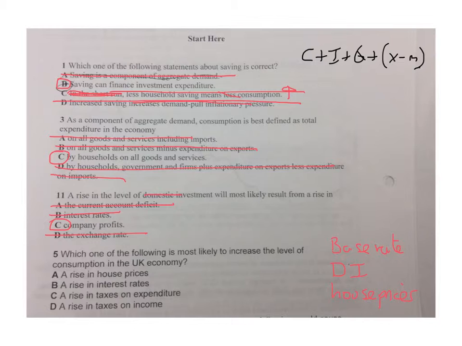Okay, so if there's a rise in house prices, we've already got the right answer. We know that's going to cause consumption to go up because people will feel more wealthy. A rise in interest rates would make consumption go down, so that's wrong. A rise in taxes, again, would make consumption go down because people would have less disposable income. And a rise in taxes and income, again, would do the wrong thing. So the answer is A.